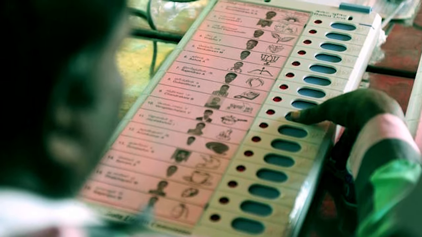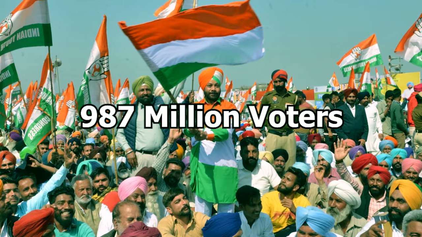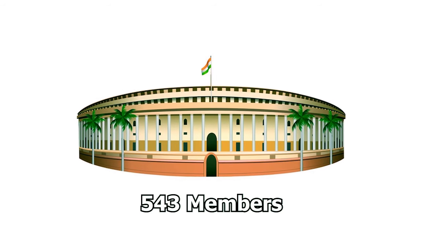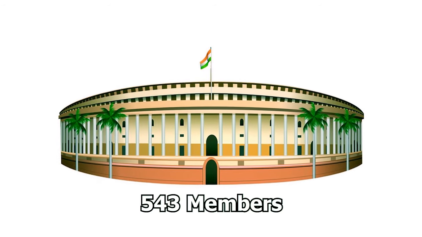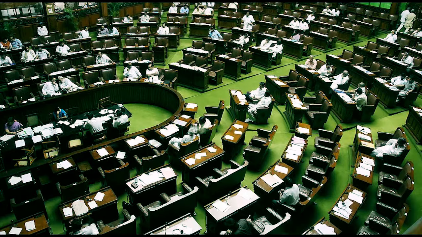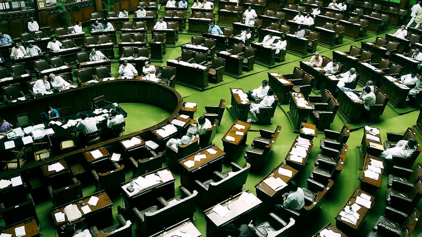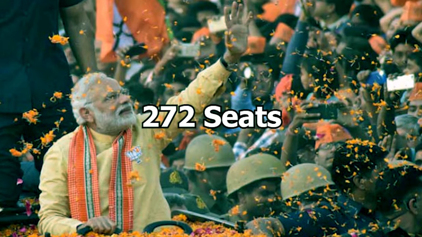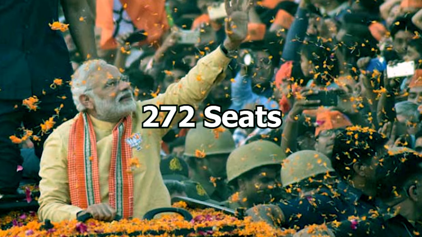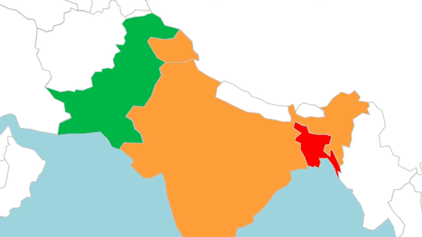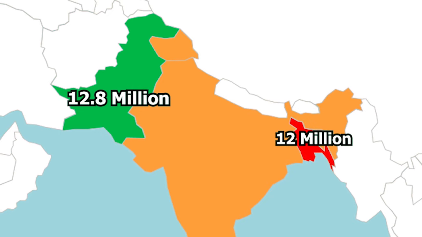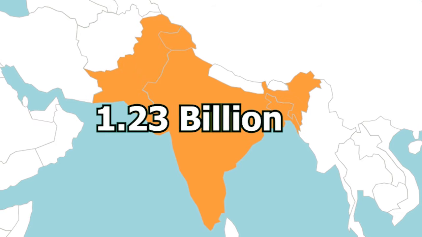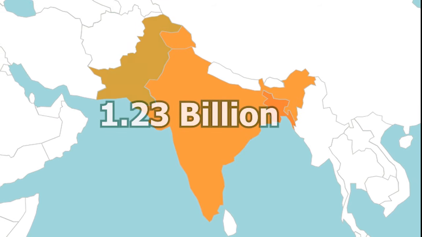The Indian elections are the biggest in the world, with 987 million registered voters tasked with electing 543 members to the Legislative Assembly called Lok Sabha. It requires securing 50% of the seats, which is equivalent to 272 seats, to gain a majority and form a government. If we include Pakistan's 12.8 million and Bangladesh's 12 million voters, the total registered number of voters in a united India would be 1.23 billion.